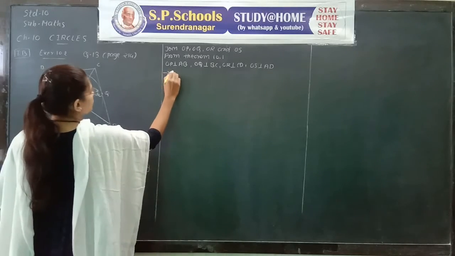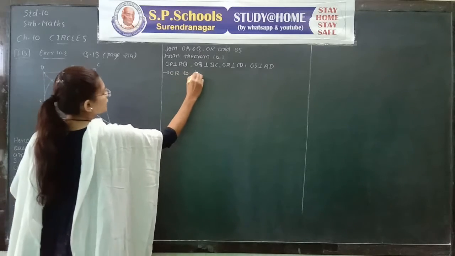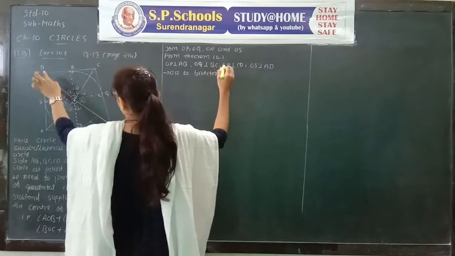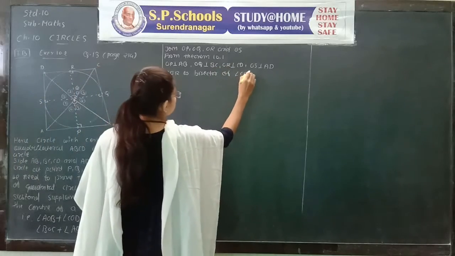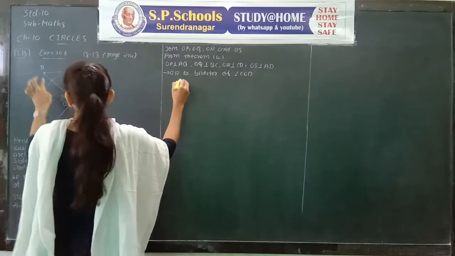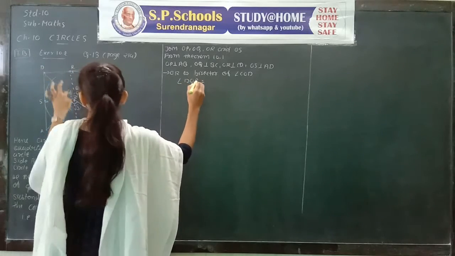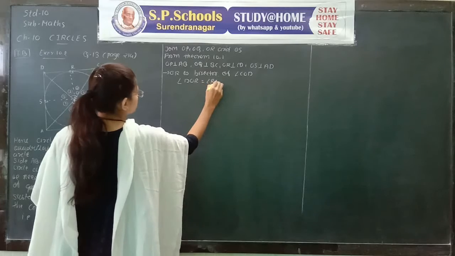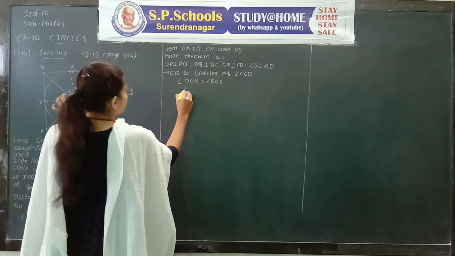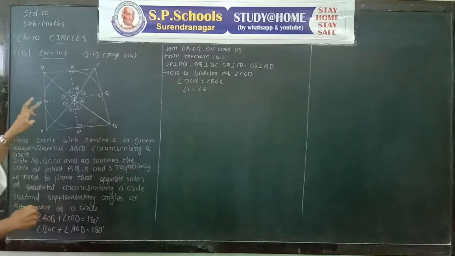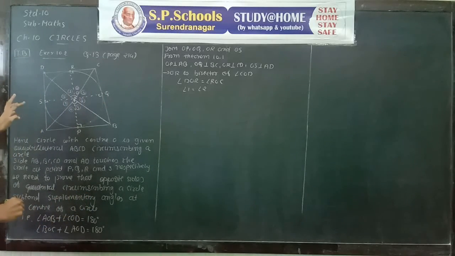OR is the bisector of angle COD. That's why angle DOR is equal to angle ROC. DOR means angle 1 is equal to angle 2. Angle 1 and angle 2 both are equal angles.